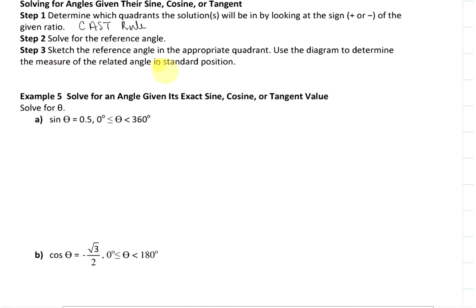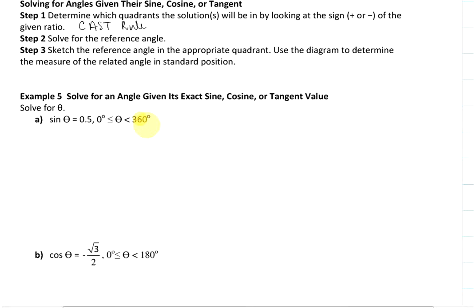Okay, so our first example, number 5, is to solve for an angle given its exact sine, cosine, or tangent value. So exact, meaning that you need to remember your special angles, right? 30 degrees, 45, and 60. So we're going to be asked to solve for theta. Our first one is sine theta equals 0.5, and we're looking for an angle which is between 0 and 360.